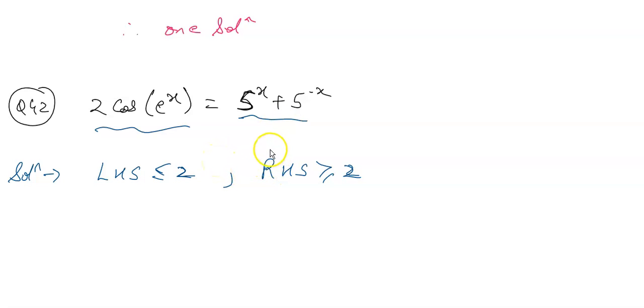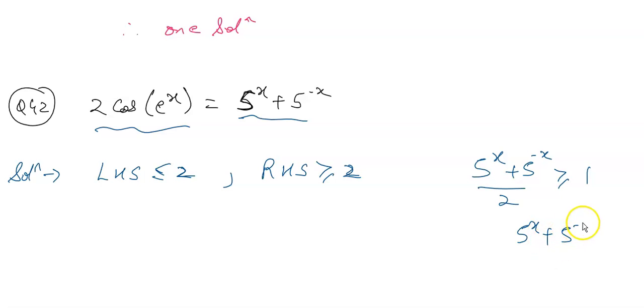Apply AM-GM. These are two positive numbers, so applying AM-GM I can write that (5^x plus 5^(-x)) divided by 2 is greater than or equal to the root of 5^x into 5^(-x), that will be under root 1, which is 1. So you can see that 5^x plus 5^(-x) is greater than or equal to 2.